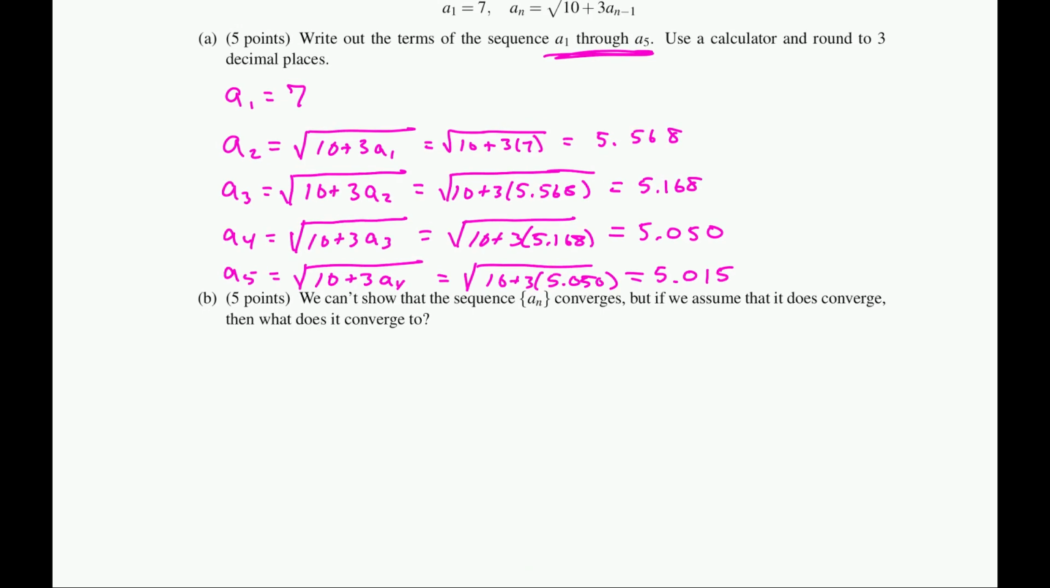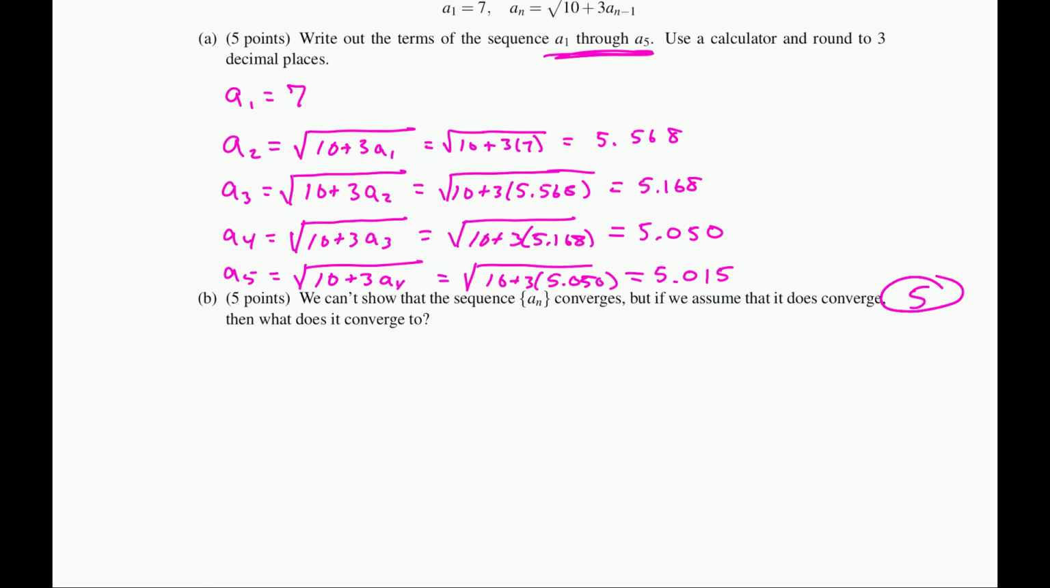We're just calculating numbers. And then it says, we can't show that the sequence converges. That's out of the scope of this class. You do that in a calculus class. But if we assume that it does converge, what does it converge to? Just looking at the numbers, you can probably guess that it's going to 5, right? Like 5.5, 5.1, 5.05, 5.01, right? It does seem to go to 5.